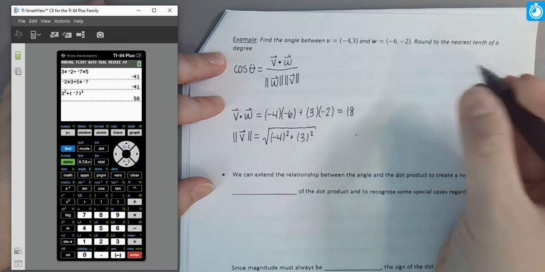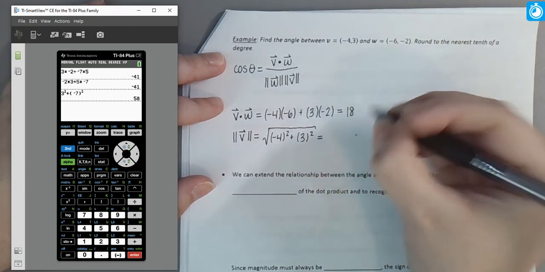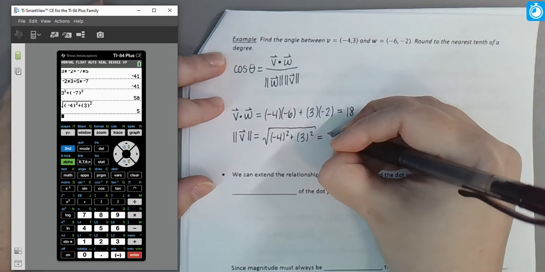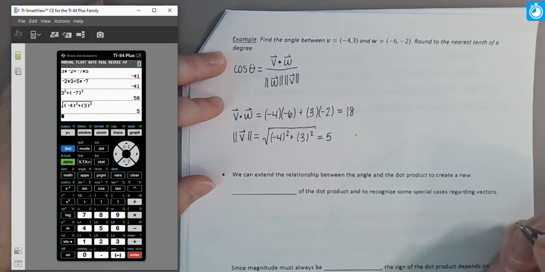Now you may notice 4 and 3, those look familiar. There's a Pythagorean triple there. Let's verify that that is the case. So the square root of negative 4 squared plus 3 squared is going to be 5. So the vector V has a magnitude of 5.